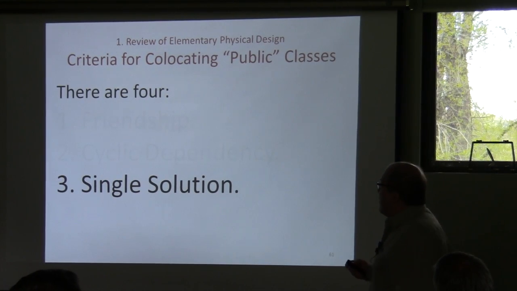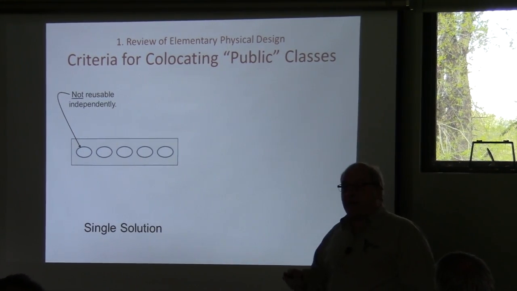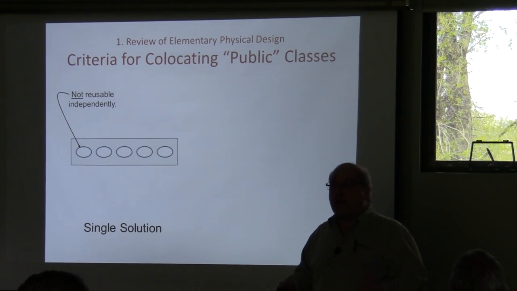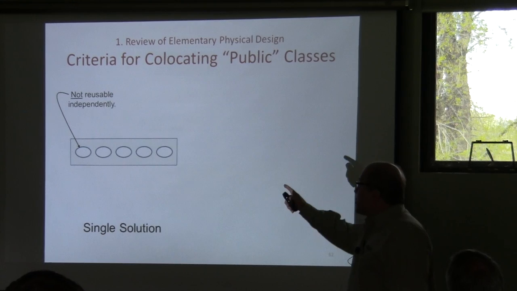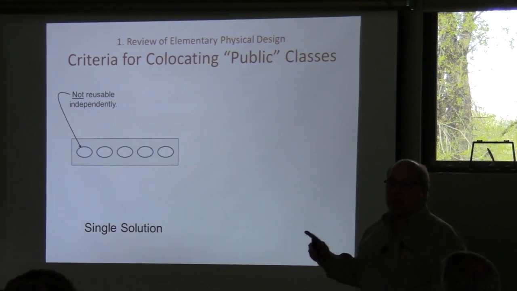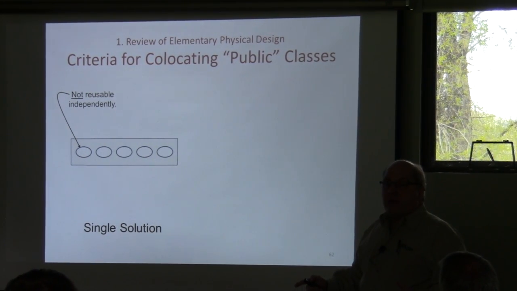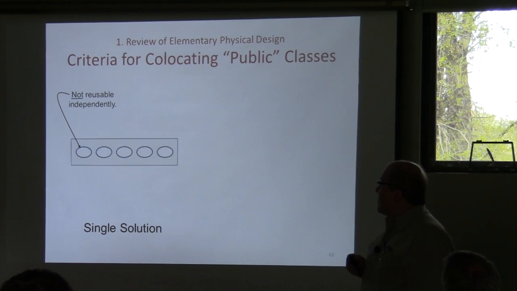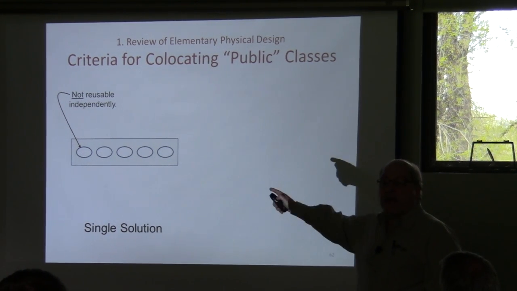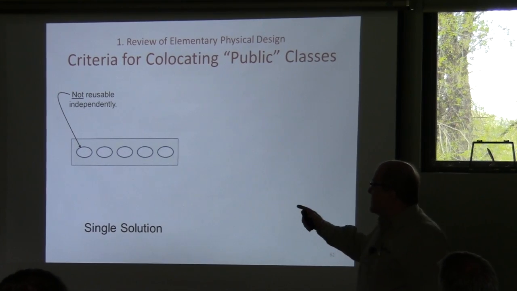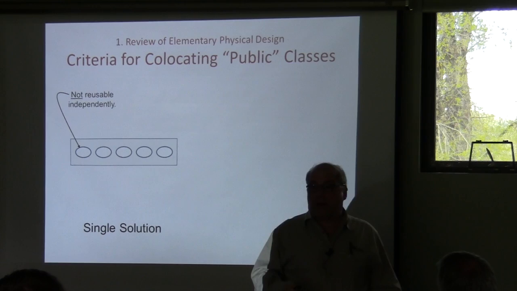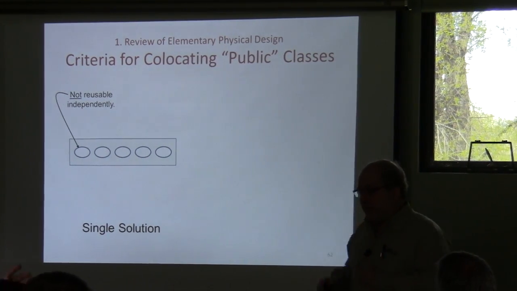Single solution. Now, before C++11, we didn't have variadic templates. We didn't have as much power in the language. And there are other languages that don't have this power. So you might need to have multiple constructs that together solve a single problem, but don't depend on each other. They're simply collaborative. And that's what we refer to as single solution. And it's okay to put them in the same component because it doesn't make any sense to divide them into different components, because you'd always have to include all of them anyway. So that's not the point.